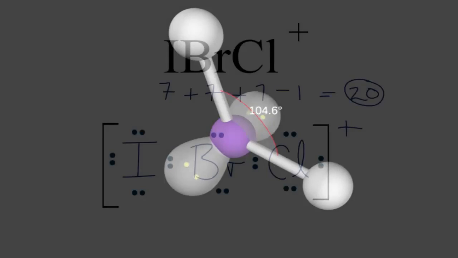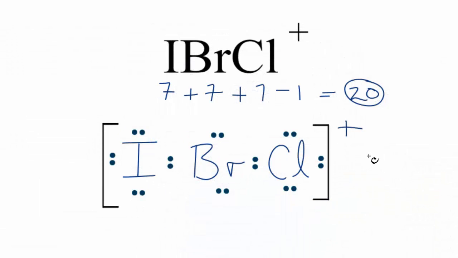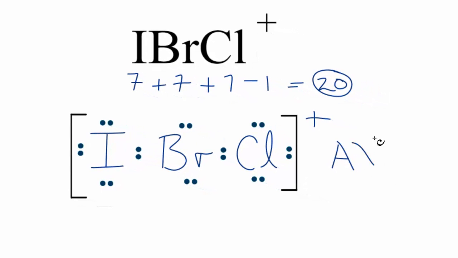Back to our Lewis structure. If you use the AXE notation, A, the central atom, X, that would be the 2 atoms attached to the central atom, and E, the 2 lone pairs, and you looked AX2E2 up, you would find it would be a bent molecular geometry for IBrCl+.